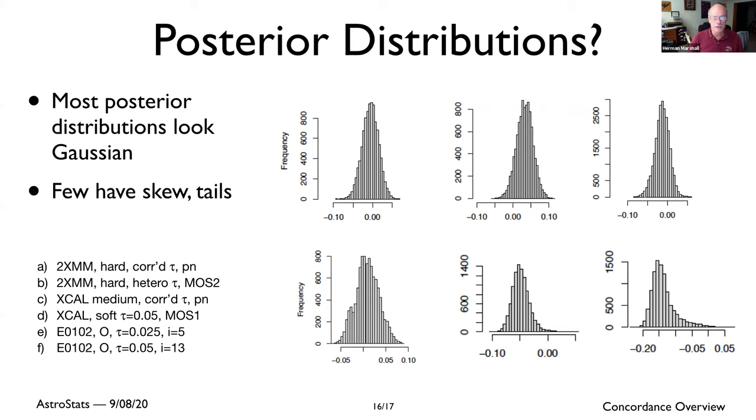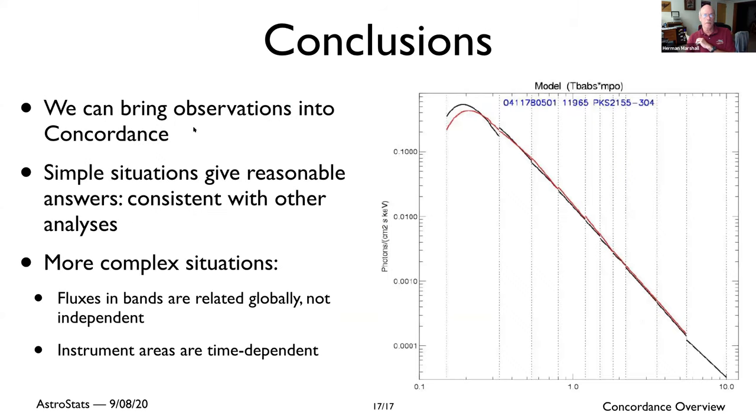We've kind of run the gamut of what we've talked about. I believe that our general approach here has been fairly successful, that we can bring observations into concordance. We have some simple situations which give good answers. I think most of what we've done here doesn't really go counter to our intuition and our perception of the situation. We were looking at some more complex situations that Yang also mentioned.